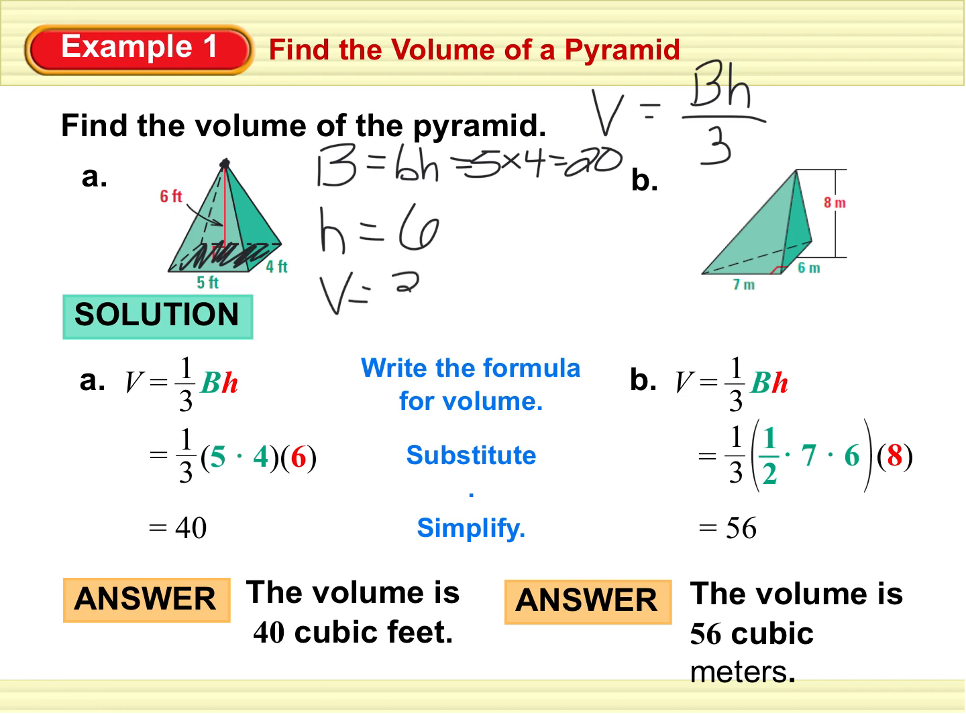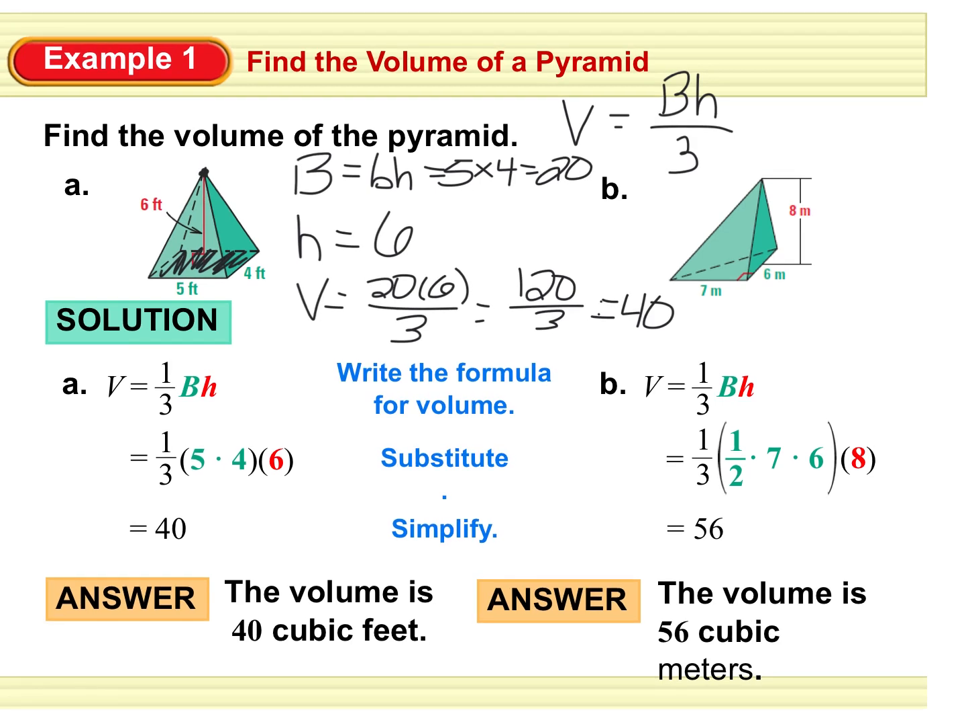Now we plug it in. We have 20 times 6 divided by 3. What's 20 times 6? 20 times 6 is 120 divided by 3, which is 40. What is my label? Feet cubed. Why is it cubed? Because we're finding volume. Okay.